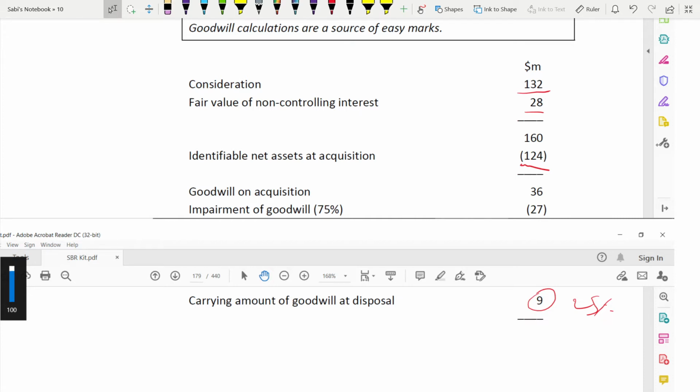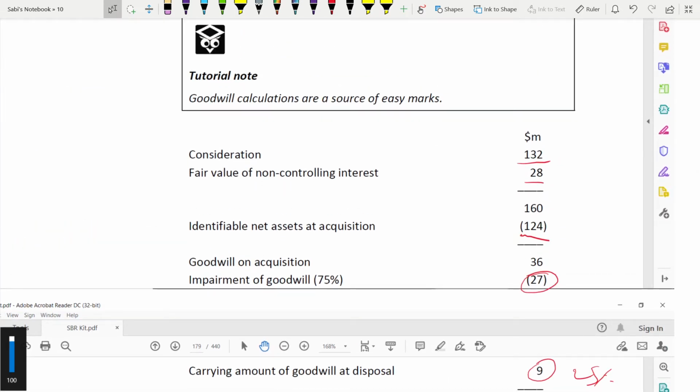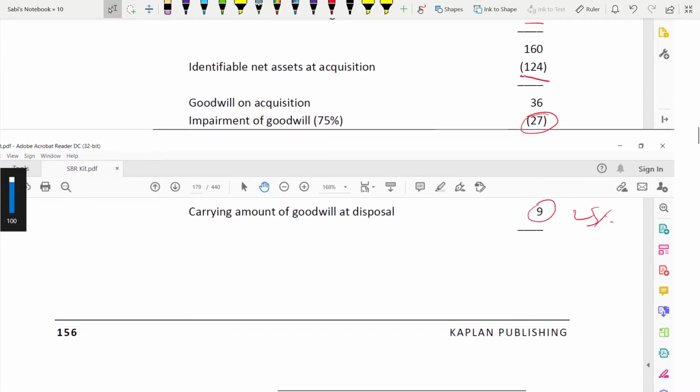And this 27, this impairment, no, you don't have to take this impairment. Why? Because this is on the acquisition date. We don't want to know what happened on the acquisition date. We want to know what happened on the disposal date. Because we have disposed of that subsidiary, this impairment of goodwill 27 will not go.